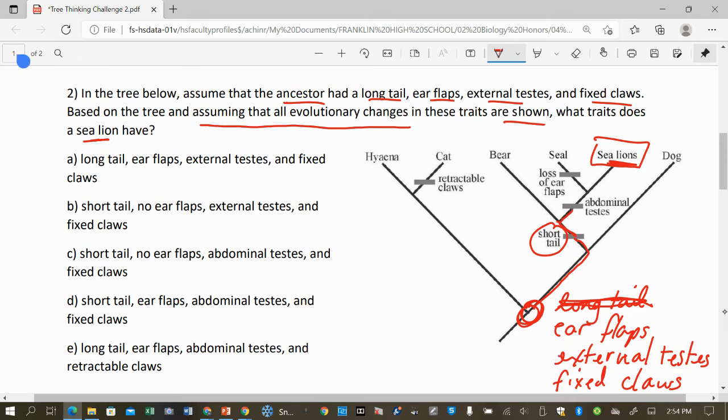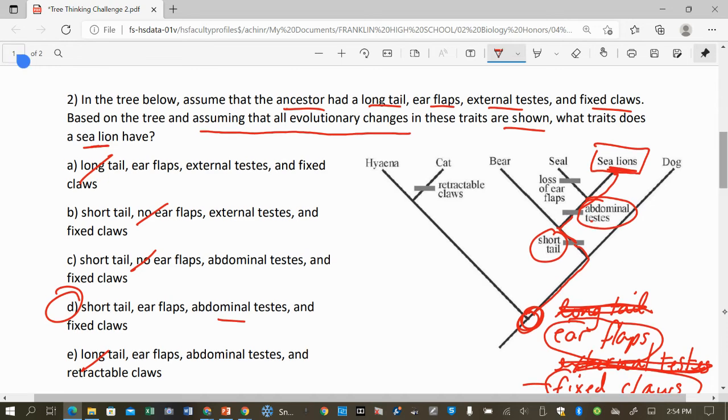They have abdominal testes, so we can cross out external testes. And here we have the sea lion. So that means the sea lion should have abdominal testes, a short tail, and then it doesn't say that the ear flaps changed or that the claws changed at all. So we are looking for a short tail. So it's going to be one of these. And then for ear flaps, it does have ear flaps. So we can cross out those, and we're left here. And let's just check abdominal testes. Yep. And fixed claws. Yep. So it looks like D for that one.